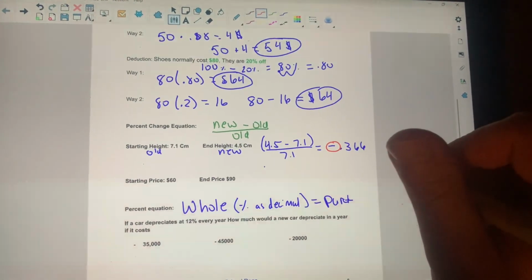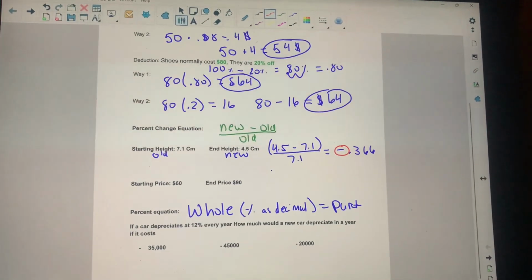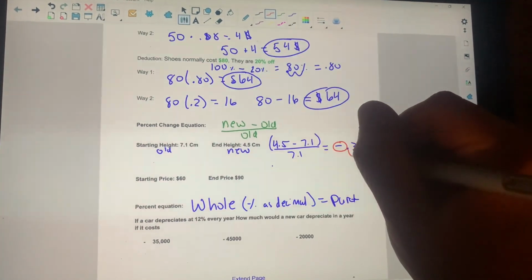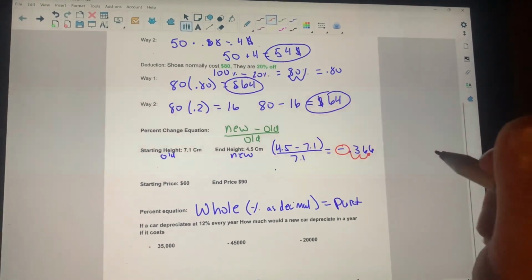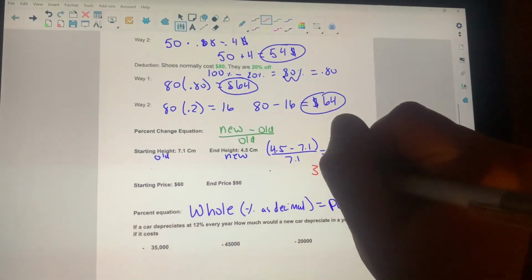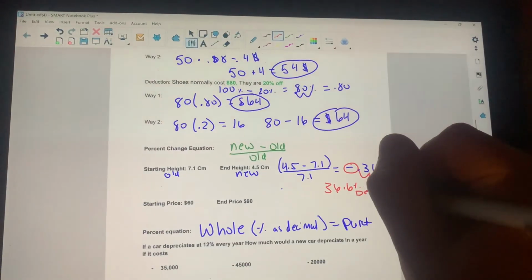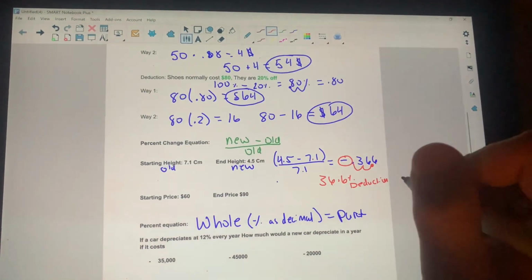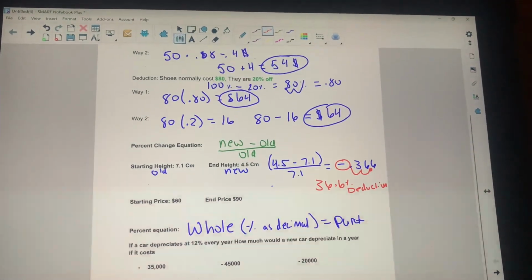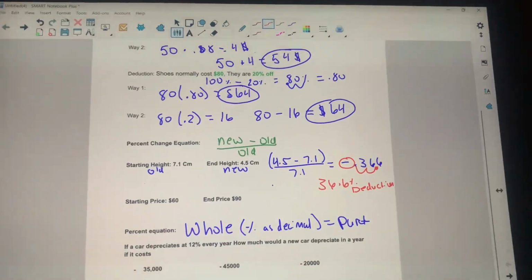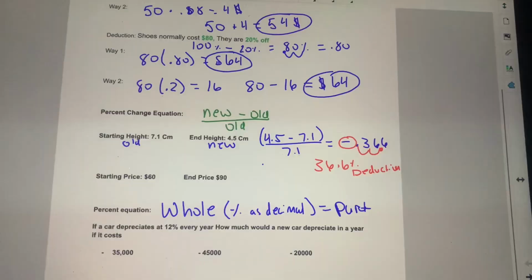Now, we have 0.366. I need to turn a decimal to a percent. To do that, I move it 2 spots to the right. So now I have negative 36.6, or we can say we have a 36.6% deduction. That negative again just means that we are taking away, we are deducting. So from our old height to our new height, we are decreasing it by about 36.6%.